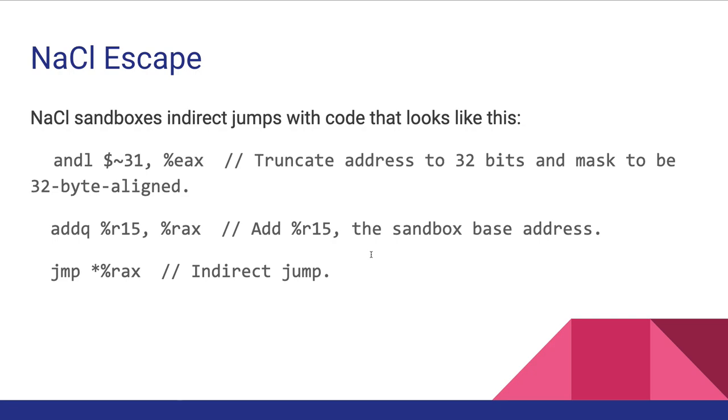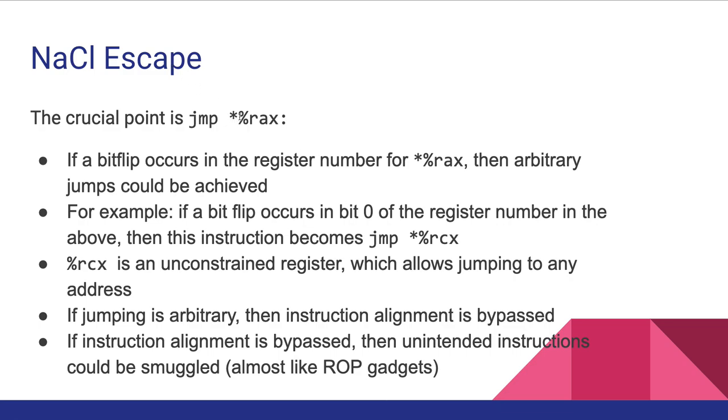One part of the sandboxing logic is to try and limit where the program code can jump. It does this by figuring out what the intended target is, doing some bit math, adding this intended target after the start of the sandbox, and then jumping to it. But this could fail if you could manipulate where the jump instruction is going. So if a bit flip occurs for the register number that the jump is taking, instead of jumping to the value of whatever register RAX is carrying, it may be jumping to a value of a different register. For example, if a flip happens in the lower order bits of the register number, then this could be transformed from jump to the value in RAX to jump to the value in RCX.